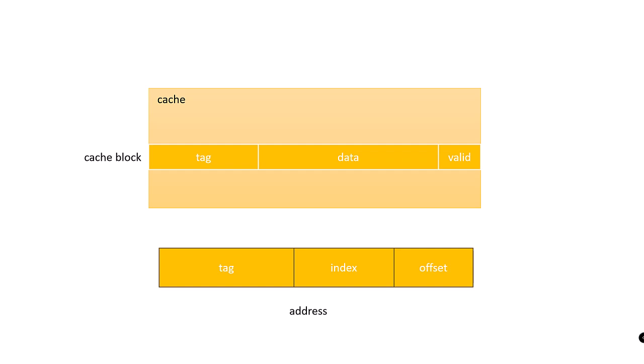The simplest form of the cache is direct mapped. A direct map cache is divided into a set of blocks. The capacity of the cache is given by the product of the number of blocks and the size of the data field in each block.